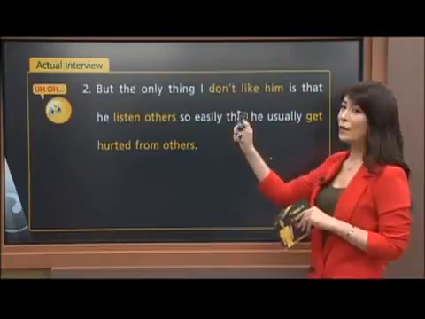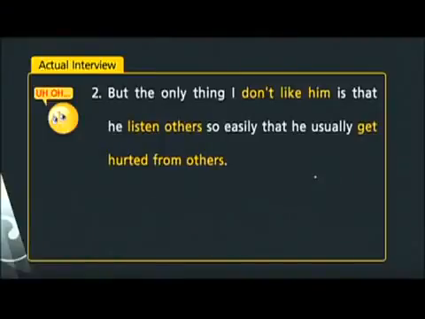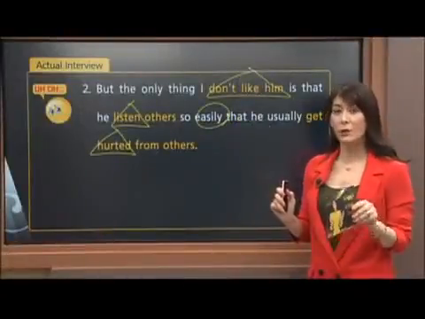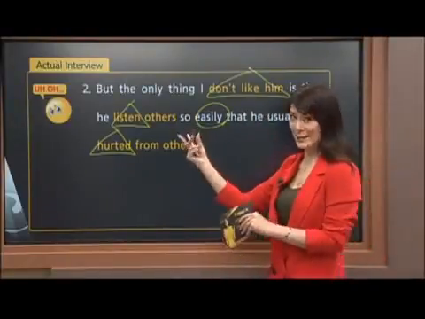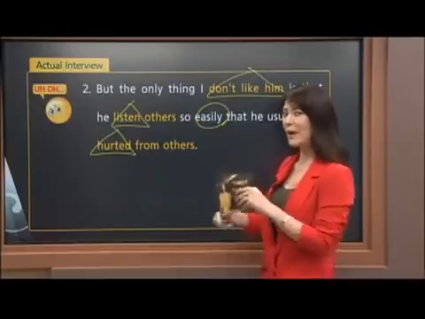Another small mistake. She said, "But the only thing I don't like him is that he listens others so easily that he usually get hurted from others." Now, the words I want to focus on here are hurted, listen, and up here, don't like him. This whole thing. Now, you're saying that, of course, you like him, but there's something you don't like about him. So that should be fixed. Also, he listens to others. And what about this? Hurted? Let's check out how we should fix this.